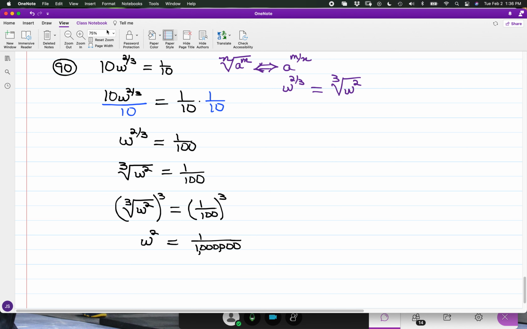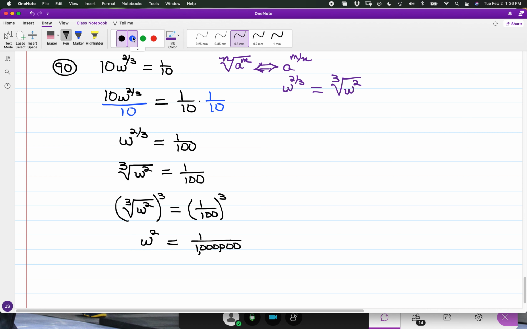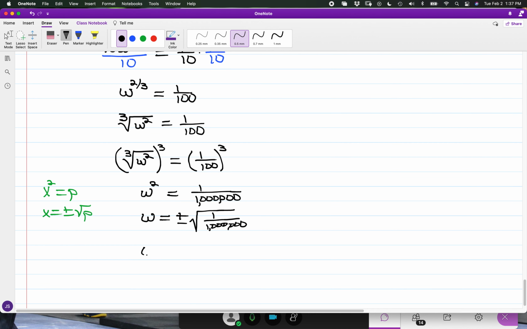And again, just going back to the square root property of equality. Okay, so I have x squared is equal to p. We have x equal to plus or minus the square root of p. And just to be on the same wavelength, your p is this small fraction here. Okay, and so for the results in w, you have plus or minus.